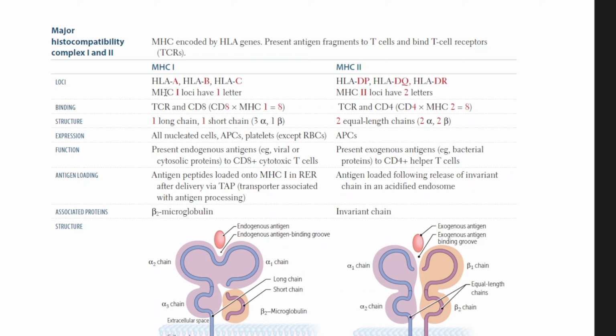So they are different groups. The loci are HLA-A, HLA-B, HLA-C for MHC1. MHC1 loci have one letter, so remember this. They have one letter: A, B, and C. So to remember, the number 1 tells you that one loci have one letter. HLA-A, HLA-B, and HLA-C.